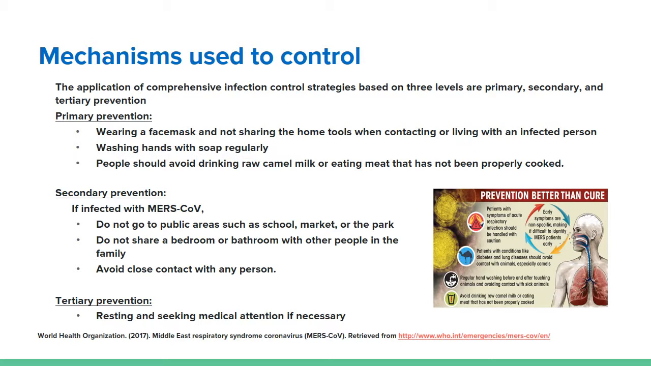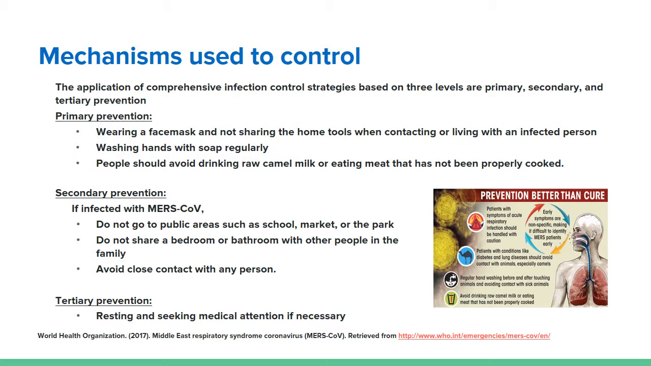Primary prevention: wearing a face mask and not sharing household items when contacting or living with an infected person. Washing hands with soap regularly. People should avoid drinking raw camel milk or eating meat that has not been properly cooked.